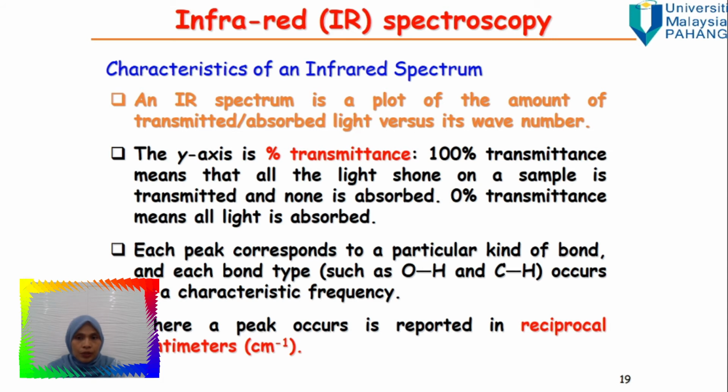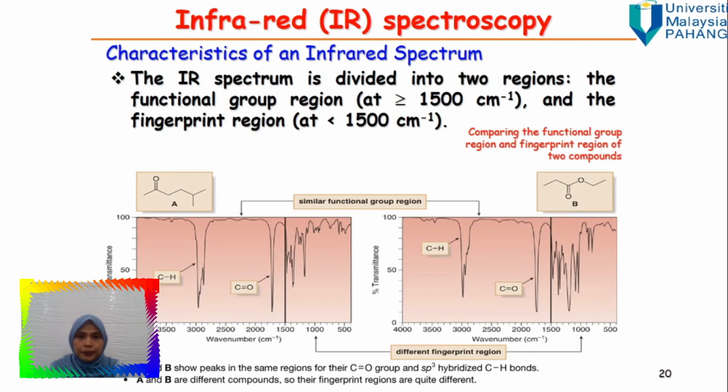Each peak corresponds to a particular kind of bond, and each bond type occurs at a characteristic frequency. Where a peak occurs is reported in centimeter to the minus 1. That's the characteristic of the infrared spectrum: what is the y-axis, what is the x-axis, and what is the unit used for the frequency in the IR spectrum.